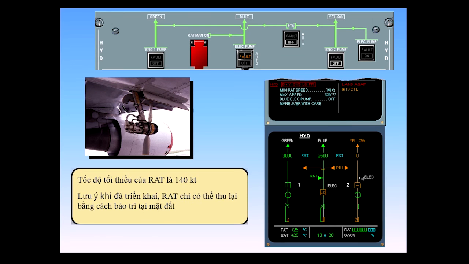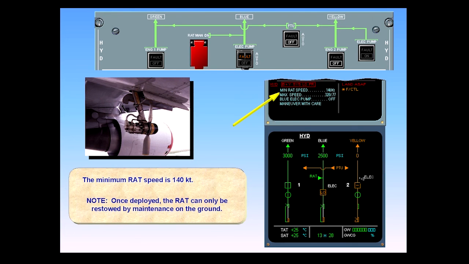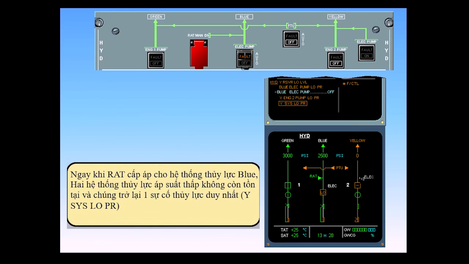The minimum RAT speed is 140 knots. Note, once deployed, the RAT can only be restowed by maintenance on the ground. As soon as the RAT has pressurized the blue system, the dual hydraulic system low pressure no longer exists, and we are back to a single hydraulic failure situation, yellow system low pressure.